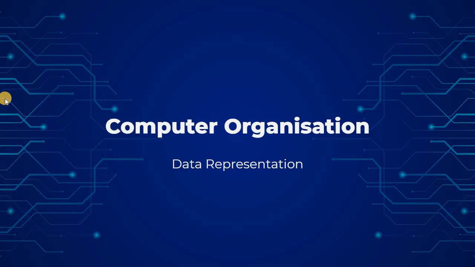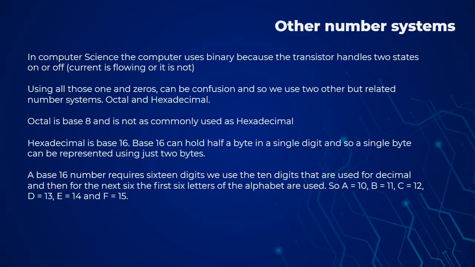Welcome, Computer Organisation. Today we're looking at different ways in which data can be represented. We've looked at binary numbers. What we want to have a look at now is other number systems. And then we'll also look about how characters, text, and colour can be represented on a computer.